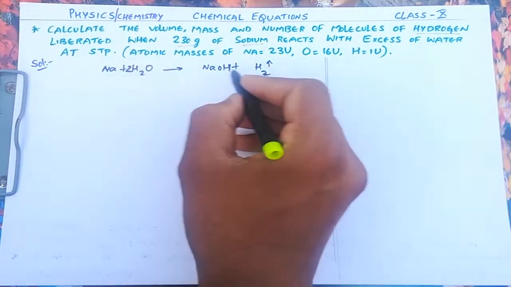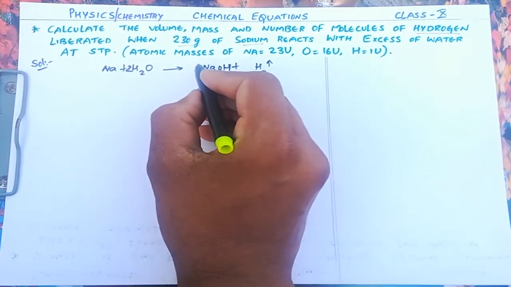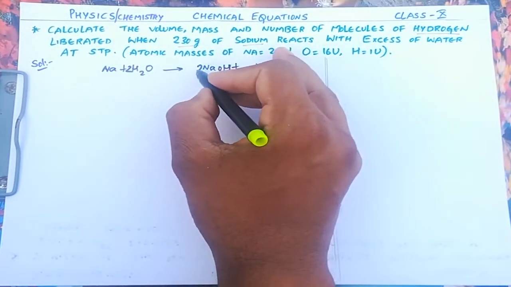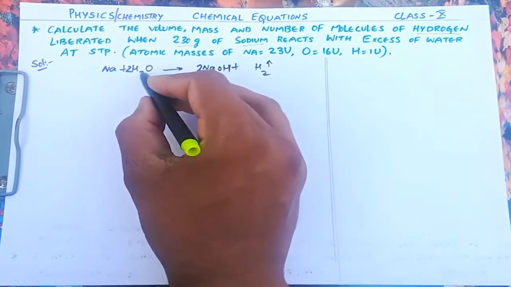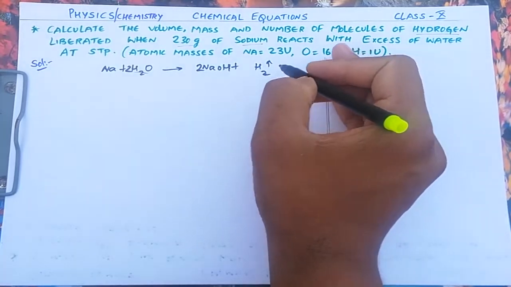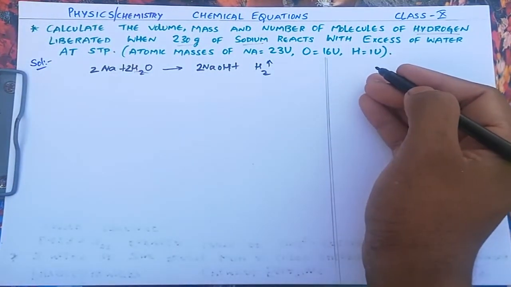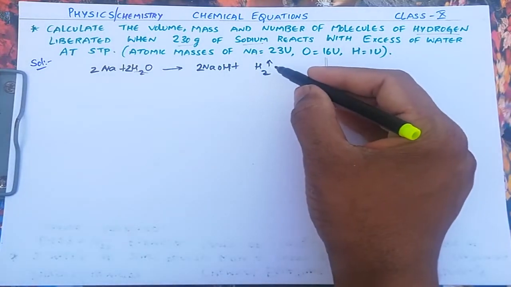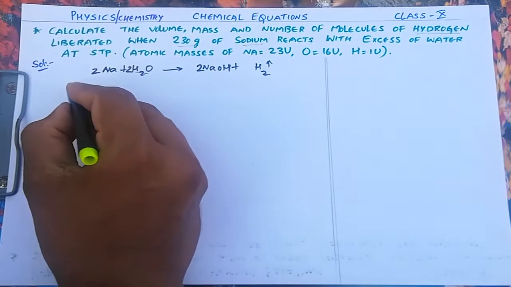For balancing, I am writing 2 for H2O, so on the left it is 2 plus 1, here it is 3. If I write 2 for NaOH here, then that will become 4 hydrogens. 2 hydrogens and 2 hydrogens on the left, 4 on the right, 2 plus 2 is 4. If I write 2 for sodium, then it will be balanced. 2 sodiums, 2 oxygens and 4 hydrogens. So now this is the balanced equation.